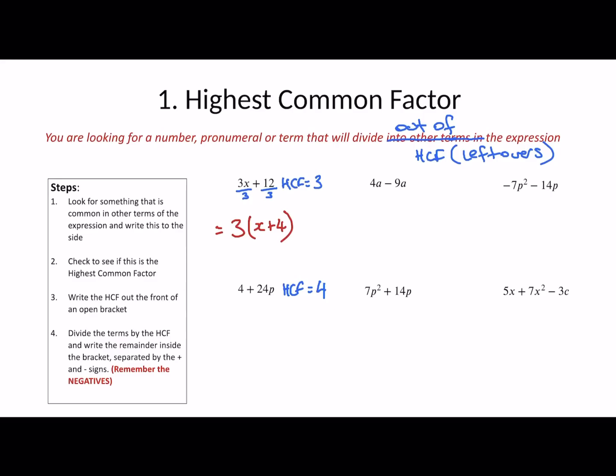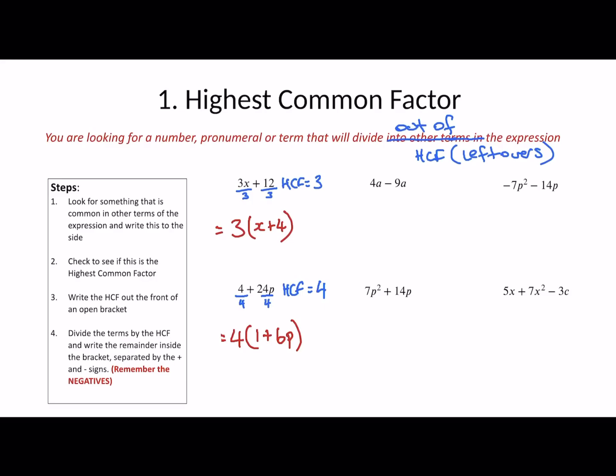Okay, pull the 4 out the front. We're going to divide both terms by 4. 4 divided by 4 is 1. Bring down the plus. 24p divided by 4. So 24 divided by 4 is 6. And the p is still there. Close brackets. There's our answer.